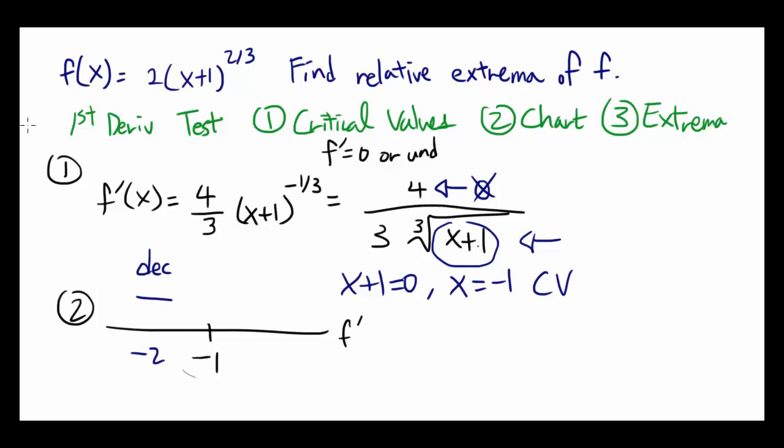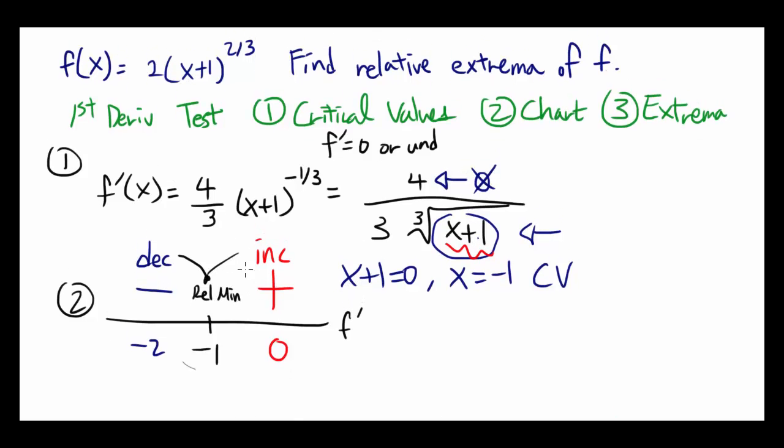How about to the right of negative 1? Well, let's pick any number greater than negative 1, let's say 0. Plug 0 into this. 0 plus 1 is positive, so positive over positive is going to be positive. And because f prime is positive to the right of negative 1, f is going to be increasing to the right of negative 1. So if you think about this, f is decreasing from the left, f is increasing to the right, so negative 1 has to be a relative minimum.